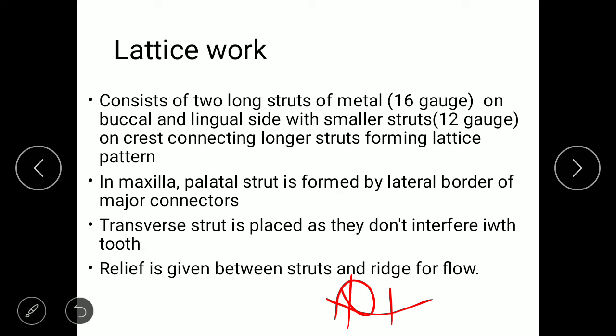Here two struts are involved: the palatal strut and the transverse strut. The palatal strut is formed by the lateral border of the major connectors. The transverse strut is placed so that it doesn't interfere with the tongue. Here relief is given between the struts and the ridge for easy flow.